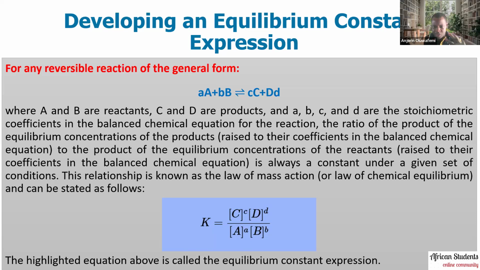This relationship is known as the law of mass action or law of chemical equilibrium and can be stated as follows. The equilibrium constant K equals the concentration of C raised to the power of its coefficient, times the concentration of D raised to the power of its coefficient, divided by the concentration of A, the reactant, raised to its coefficient, times the concentration of B raised to the power of its coefficient, b. The highlighted equation is called the equilibrium constant expression. That's how we express the equilibrium constant.